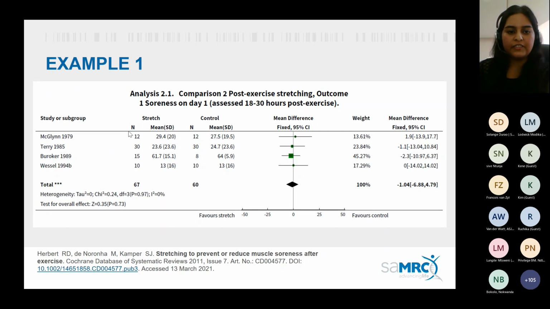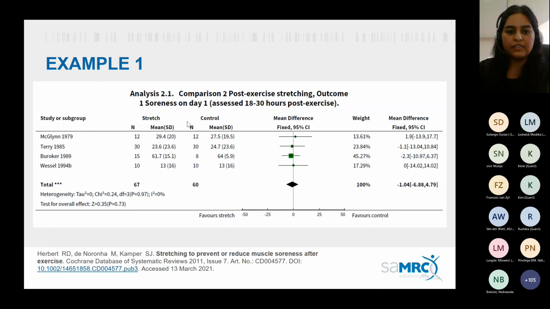We have our intervention arm, and we have our control arm and the details of each. Soreness here is measured as a score, so we have a mean score for each study in both the intervention and the control arm. And we have our effect measure being the mean difference. We also have the weights of the study.